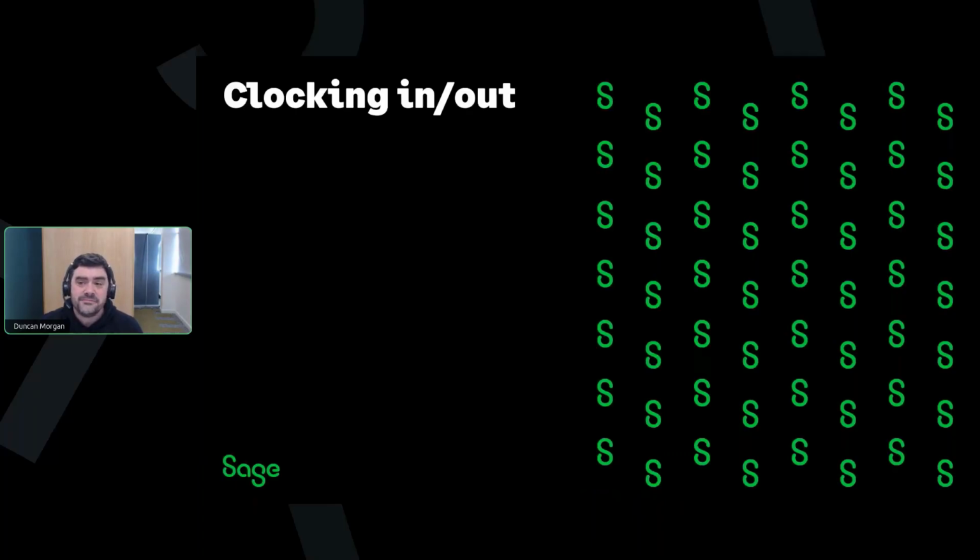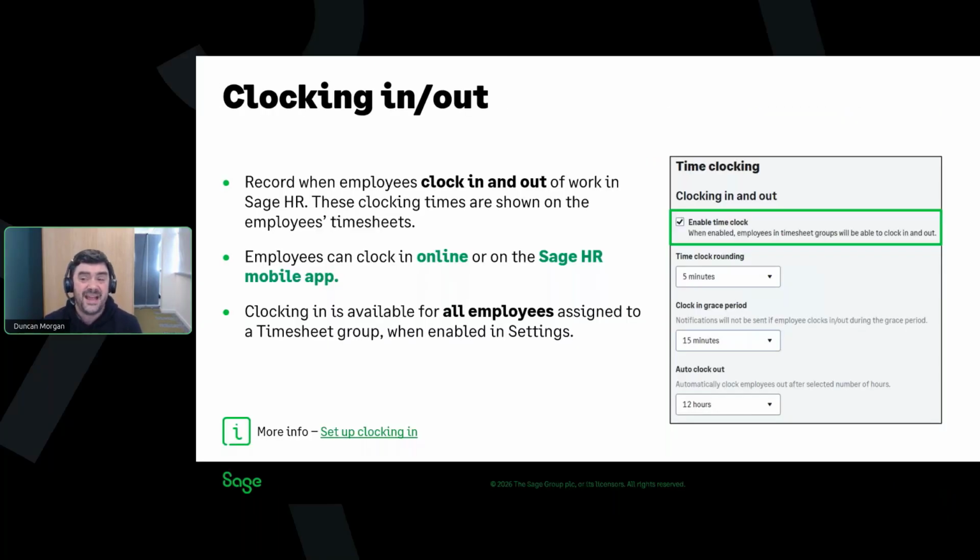So now that you've seen a little bit about the mobile app, we're going to circle back to clocking in and out. So this was the area of the settings that we didn't take a look at earlier, but you can enable the time clock so that your employees clock in and out. And this allows you to record the exact time that employees are starting work, stopping for breaks, and ending work. And if you're using the time clocking, the times that they've clocked in and out will be used to populate the timesheet for that particular date.